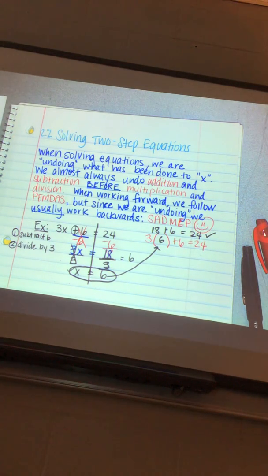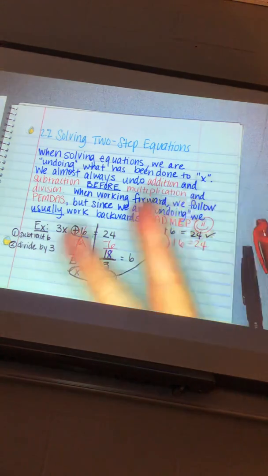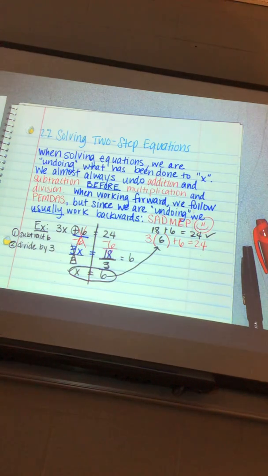So that helps us to solve. You just did a 2-step. So if you want to get up and do a little 2-step dance, you just did your first 2-step. Let's do another one.